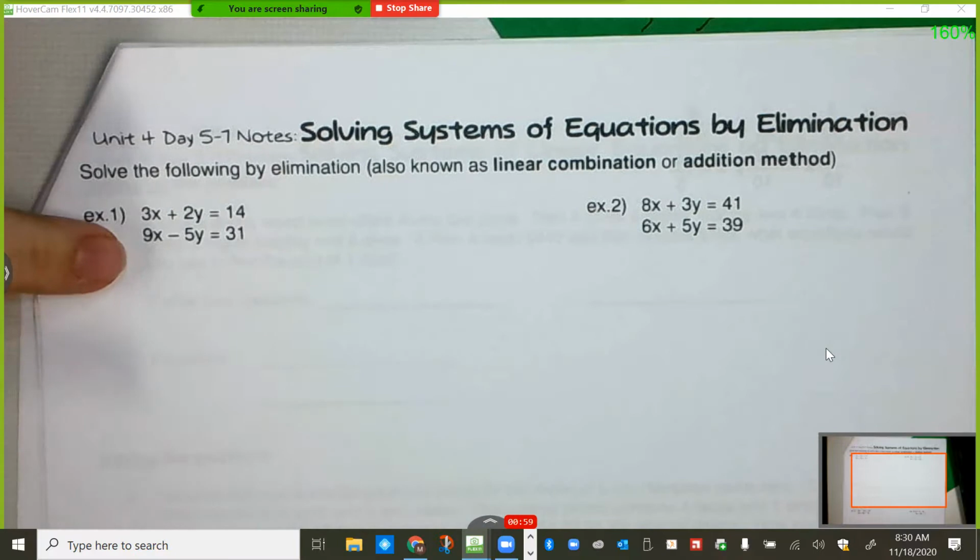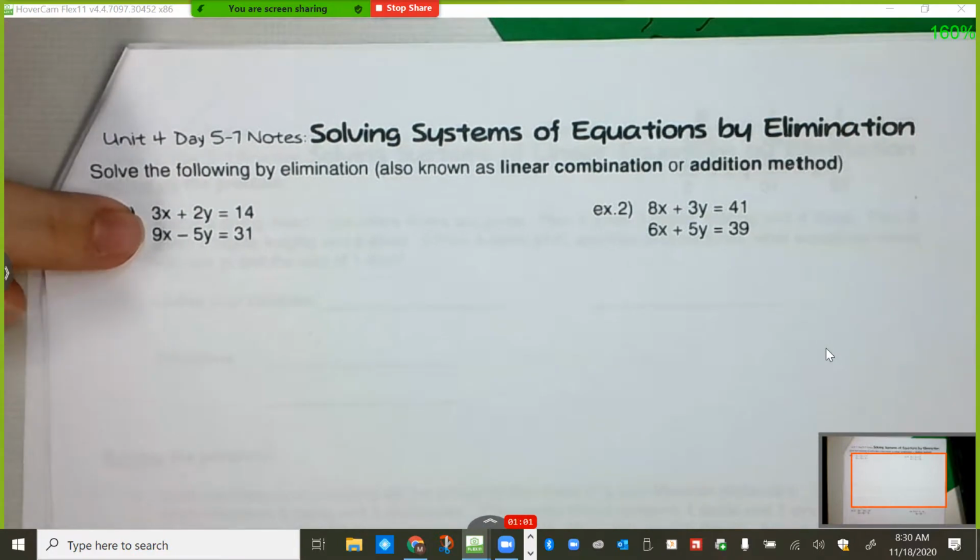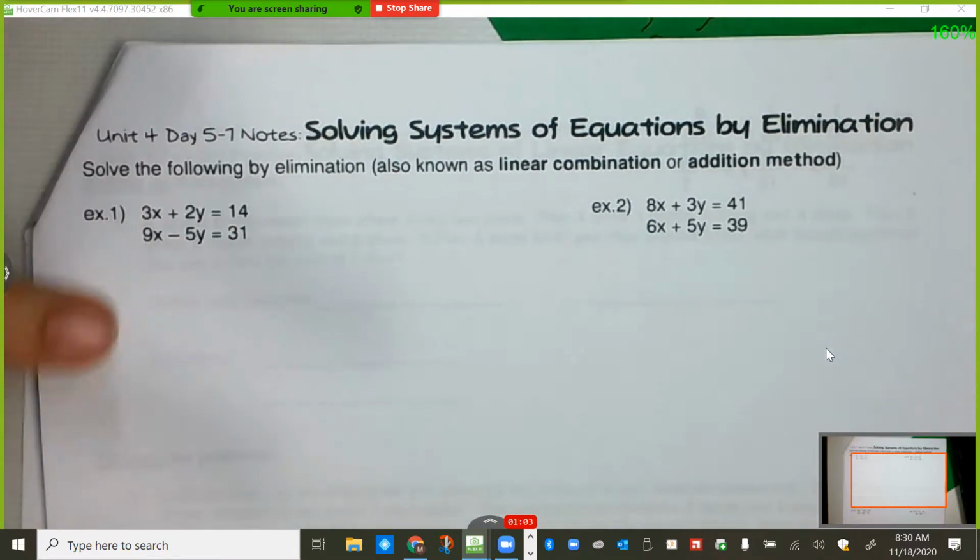Do you think substitution would be fun here? No, because there's all these numbers. There's nothing with a coefficient of 1, so we'd have to solve and plug in fractions, and it wouldn't be that much fun, I promise. Okay, so we're learning a third method.